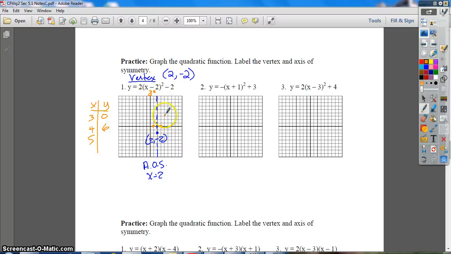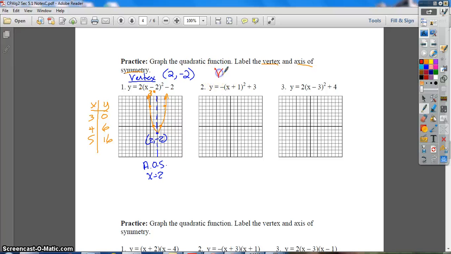So 4, 1, 2, 3, 4, 5, 6. Match it up. If I put 5 in, 3 squared is 9. 9 times 2 is 18. 18 minus 2 is 16. That's off my chart. So I know that will be my graph. Finished. Have everything covered. You got your vertex. You got your axis of symmetry labeled. Life is good. Next guy.